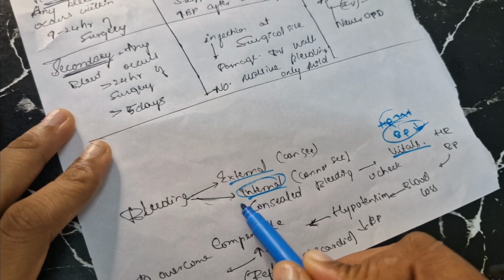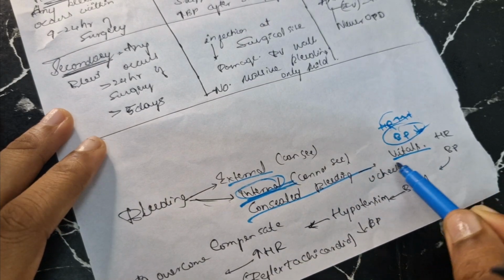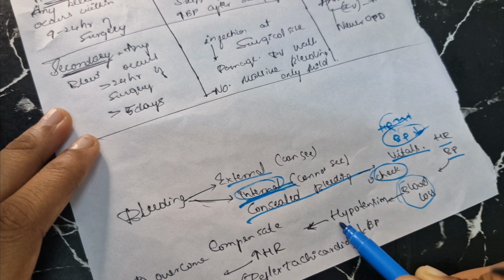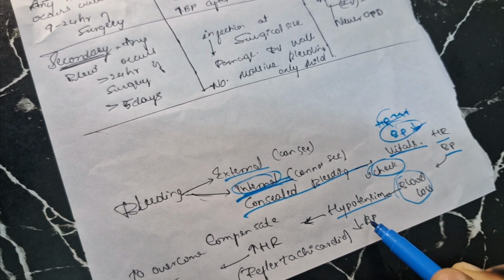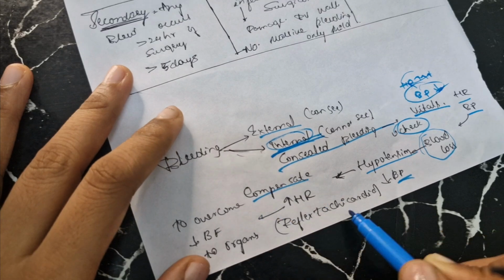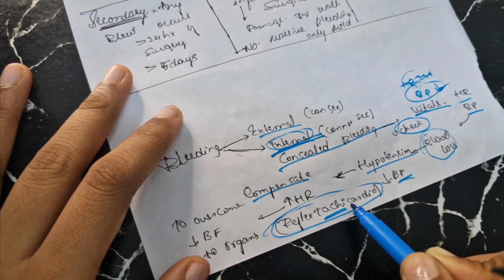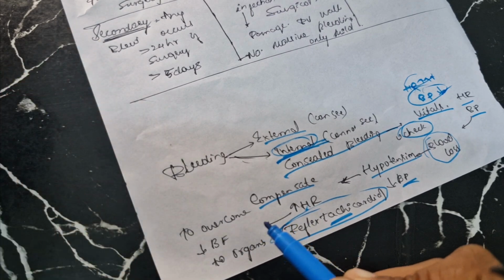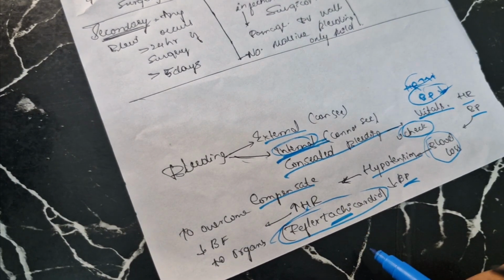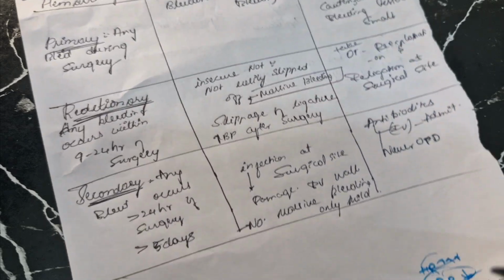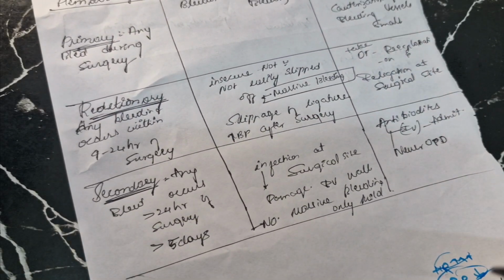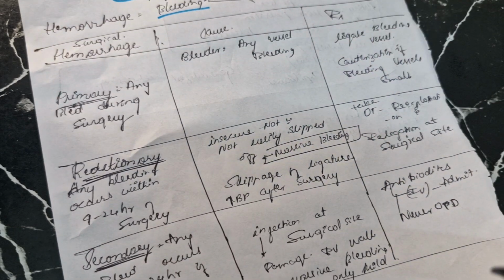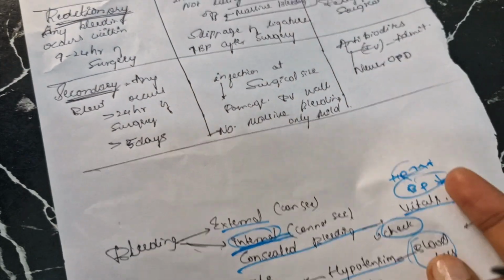So internal bleeding is also known as concealed bleeding. You have to check the vitals, that is heart rate and blood pressure. Because of blood loss, there will be hypotension, a decrease in blood pressure. As a compensatory mechanism, there will be reflex tachycardia. Tachycardia means an increase in heart rate in order to supply blood to the organs. These are the types of bleeding based on whether you can see it or not: external and internal, which is also known as concealed bleeding.